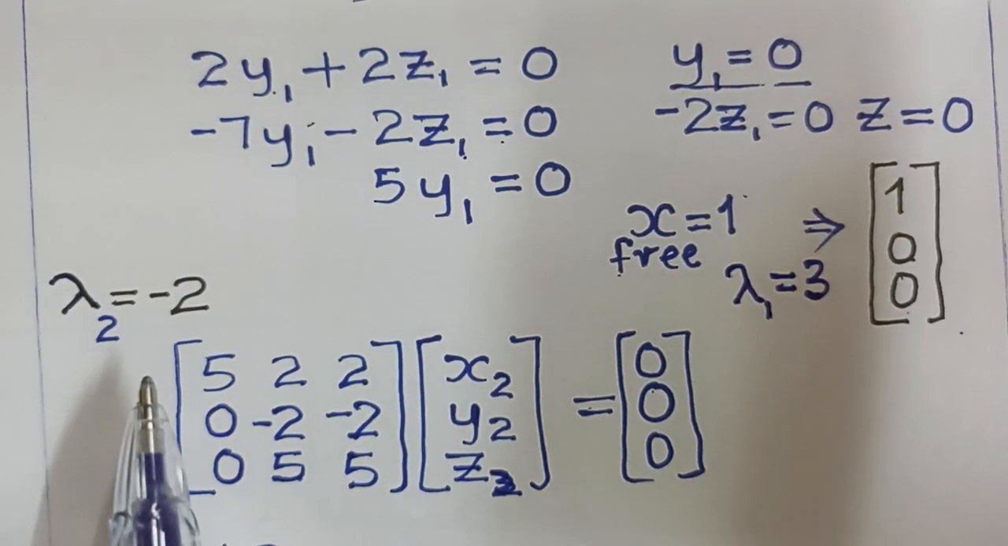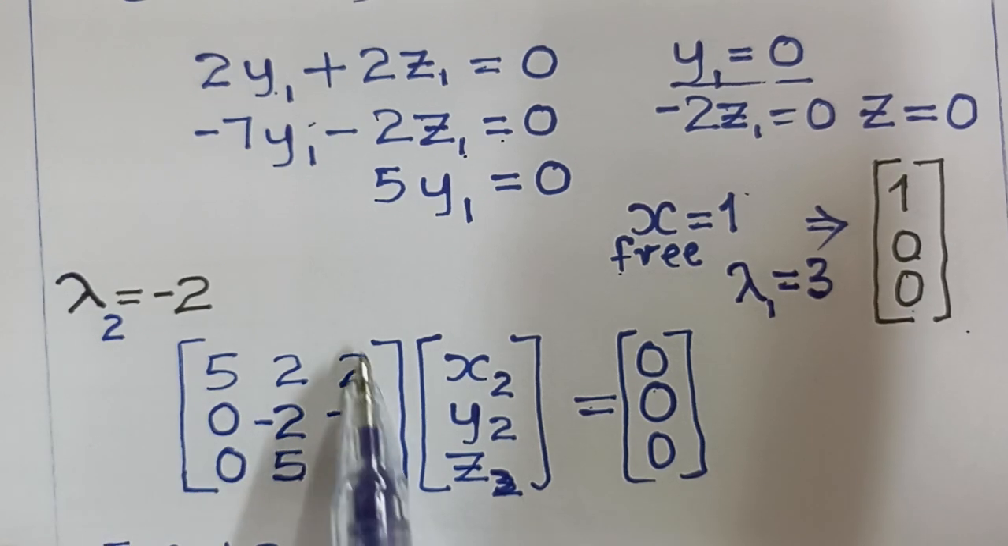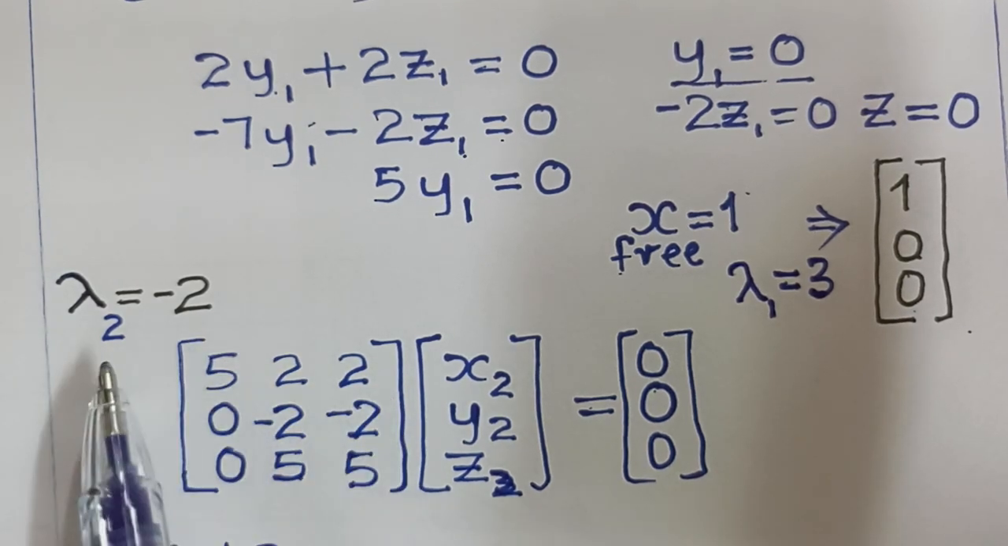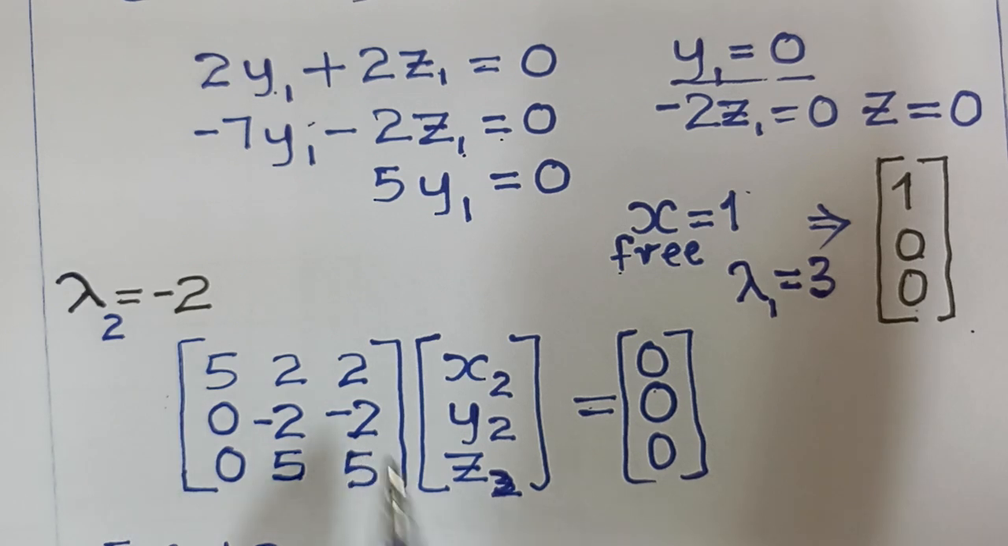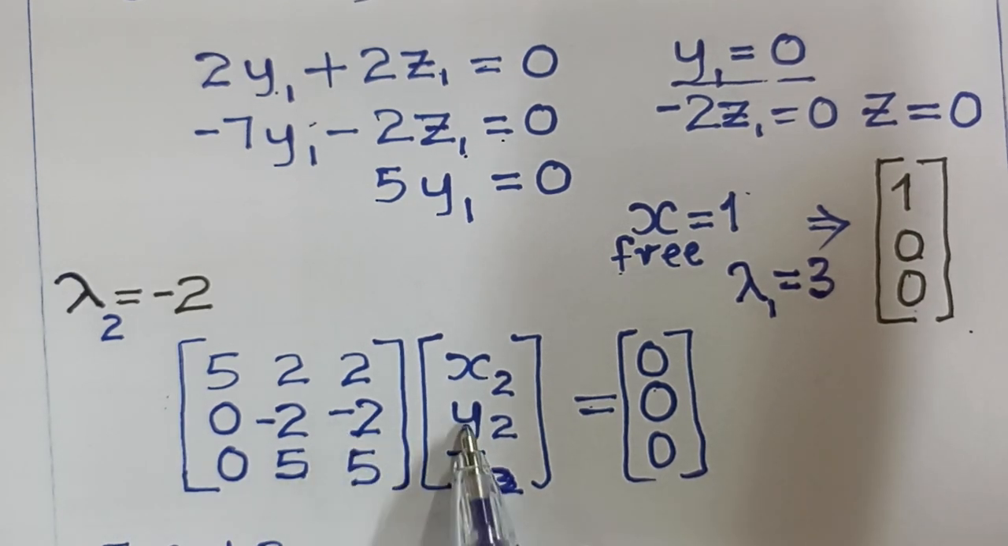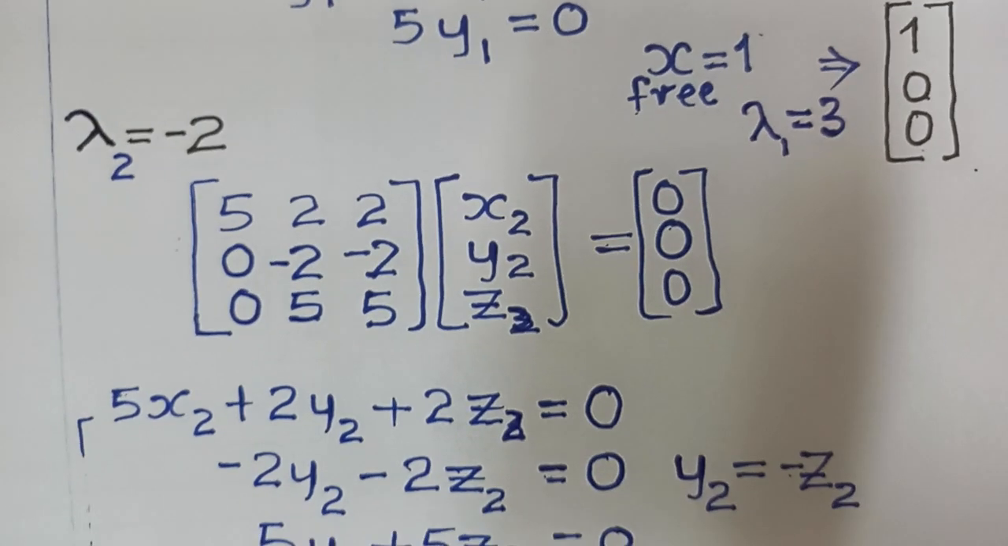the eigenvector corresponding to eigenvalue negative 2. So guys, we do the same. We replace lambda 2 with negative 2. When we do that, this is what we get. And now when we use the equation, we will equate it to 0. By so doing, guys, we shall have this.